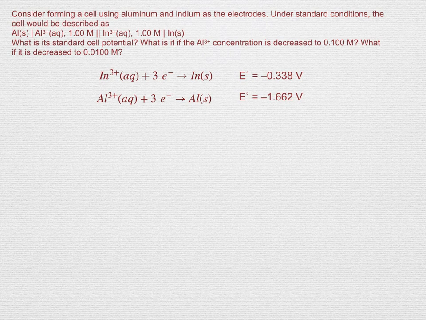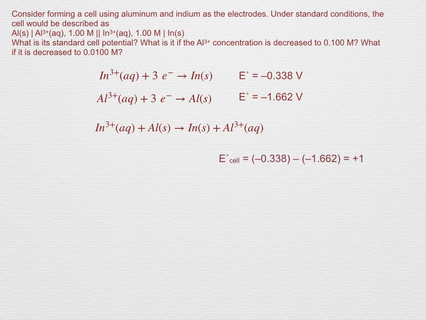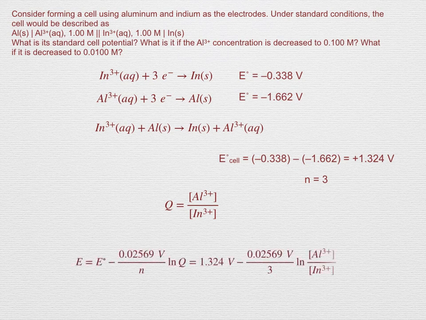The overall reaction is indium 3+ plus aluminum goes to indium plus aluminum 3+. The standard cell potential, cathode minus anode, is plus 1.324 volts. There are 3 electrons transferred in this reaction, so n is equal to 3. The reaction quotient, products over reactants, is aluminum 3+ concentration over the indium ion concentration. We put all this together and write out the Nernst equation for this reaction.